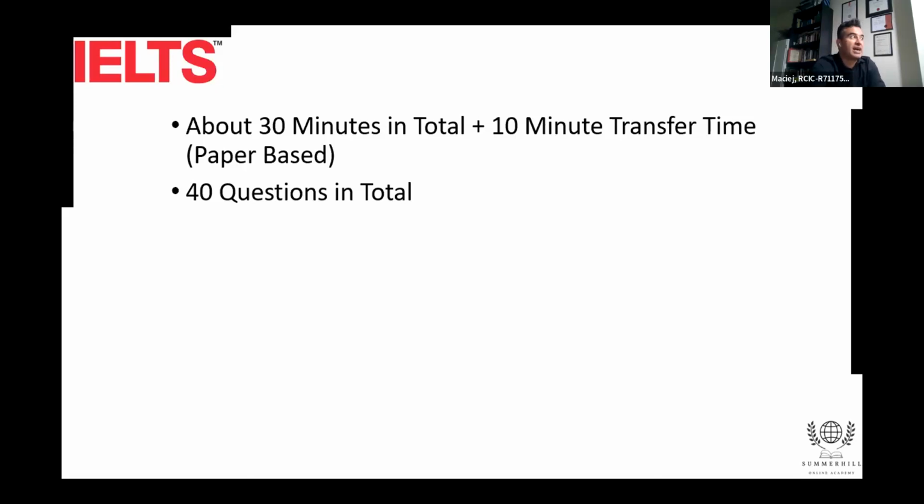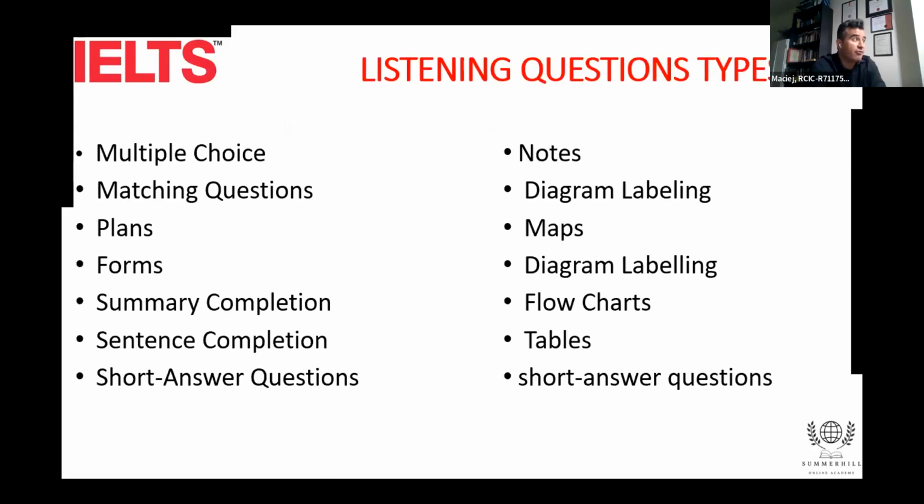If it's paper-based, there is no transfer time if it's computer-based, which is a lot more popular for some people now. There are 40 questions in total and about 14 different types of questions, including flow charts, maps, diagram labeling. When we're looking at this listening, it's not multiple choice. You have to fill in the blank and you actually complete it as you listen.